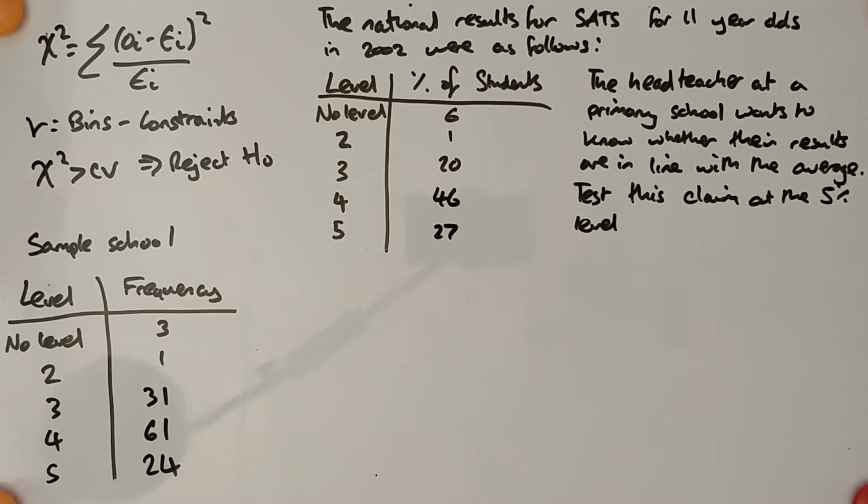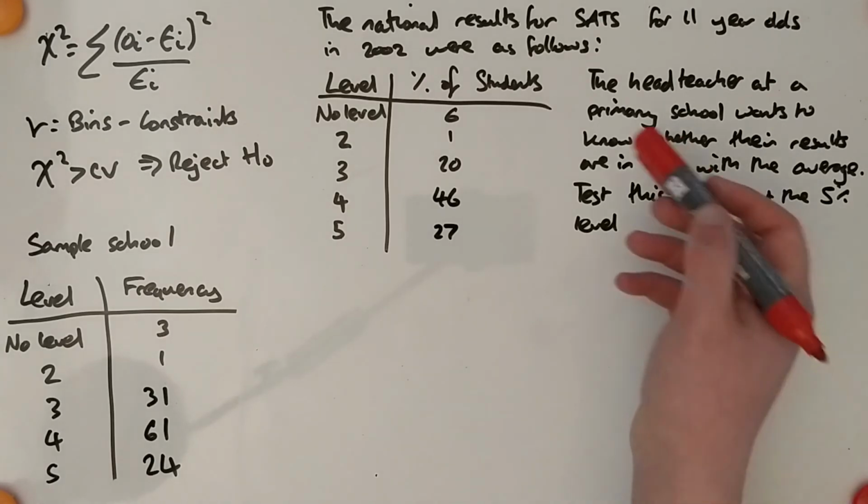Constraints are much more of a thing at A level. So if you have to estimate anything, so for example for a binomial, if you have to estimate p from a table, then that is an extra constraint. Here at AS, we're just going to have the number of categories take away 1, because your only constraint is your totals, hence your degrees of freedom.